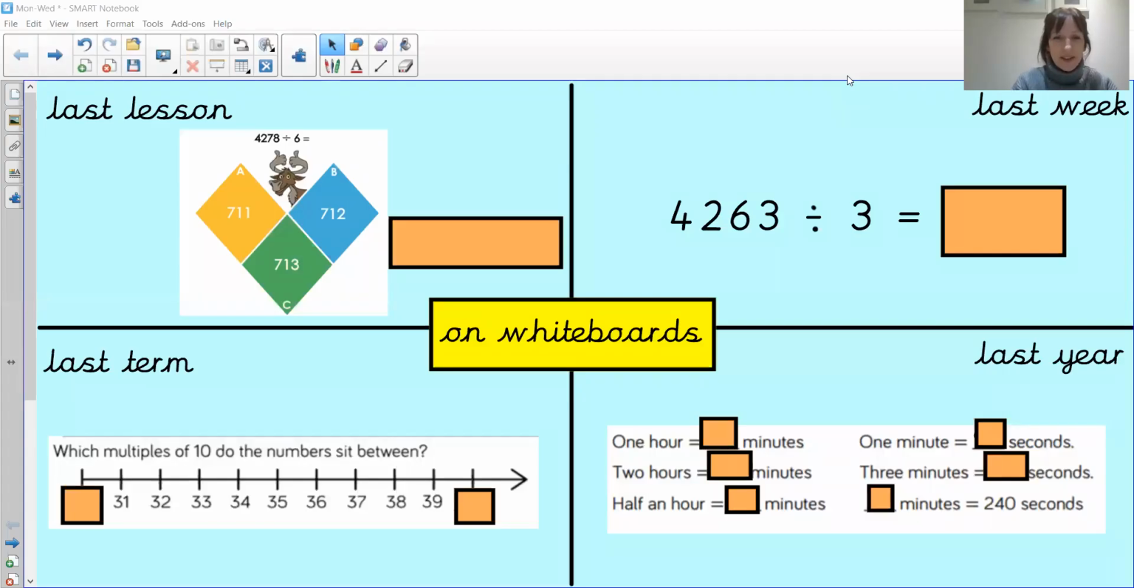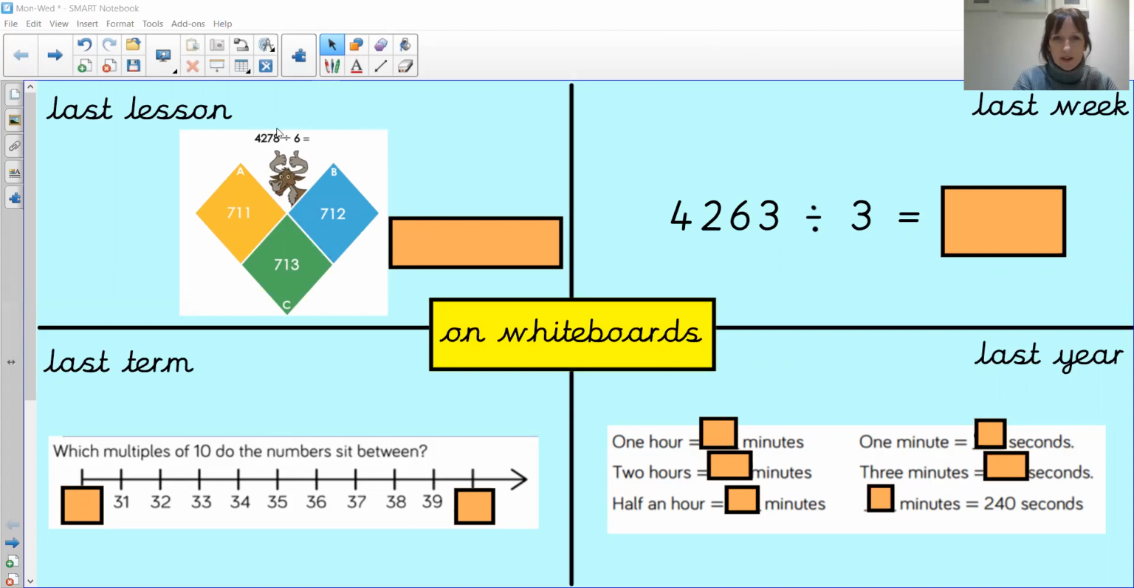Hello Year 5. We're going to start our maths learning today by having a think about some of our previous learning. So we've got a question from last lesson, one from last week, one from last term and one from last year. So pause the video now and have a go at answering those questions in your home learning books. Off you go.